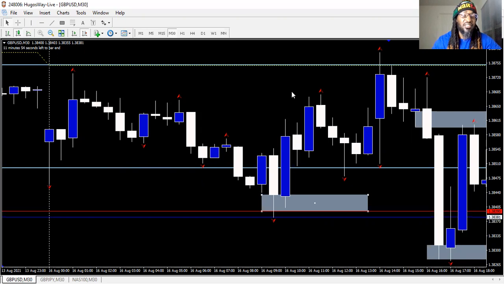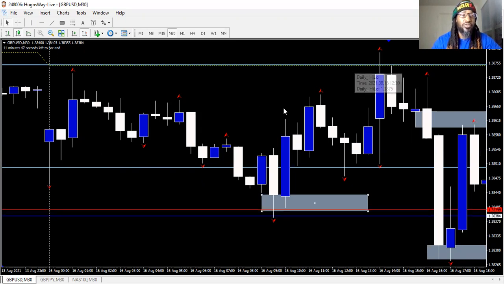Like I said, I backtested and it actually works. It works for me. If you want to try it out, it works, guys. And I'm just going to go over this trade and show you guys.